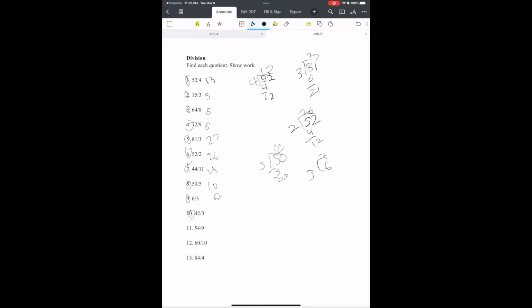42 divided by 3, 3 goes into 4 1 time, 4 minus 3 is equal to 1, bring down the 2. 3 goes into 12 4 times, because 3 times 4 is 12, so your answer is 14. 54 divided by 9, this is your multiplication table, the answer should be 6. And 60 divided by 10 is also 6. And finally, 84 divided by 4, 4 goes into 8 2 times, bring down the 4, 4 goes into 4 1 time, so your answer is 21.